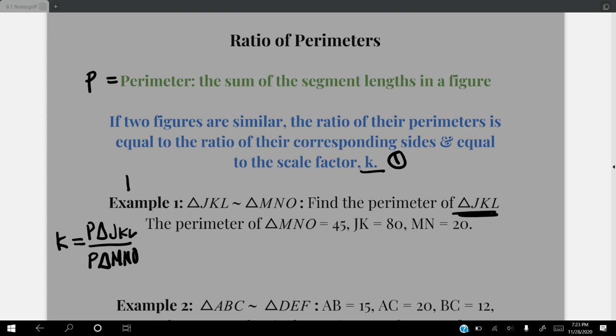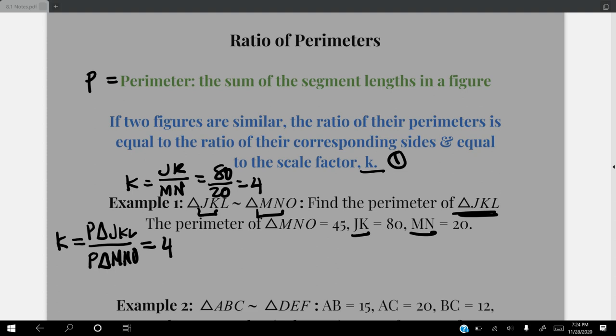Since we don't know both of those perimeters, we'll use something else. So we know that JK is 80. JK is the first two letters of the first triangle, which matches up with the first two letters in the second triangle, which is going to be MN. So JK is going to go on top. That's what we want to find out. And then on bottom, we got 80 divided by 20, which is going to give us 4. Okay, so we know that our scale factor is 4.